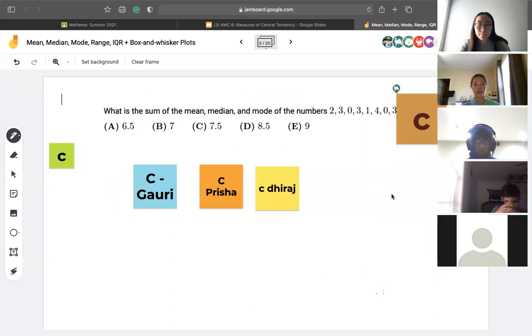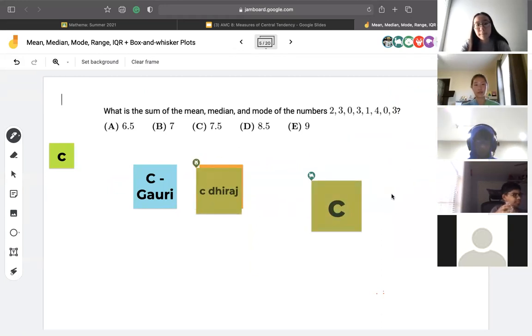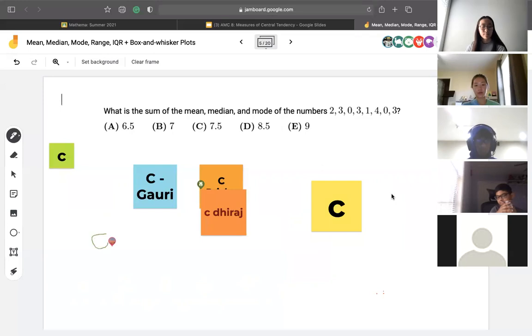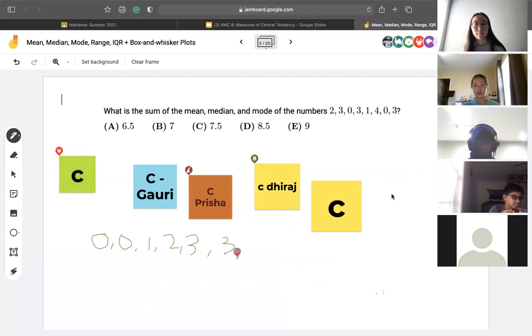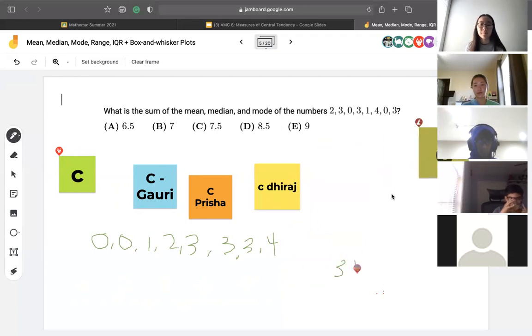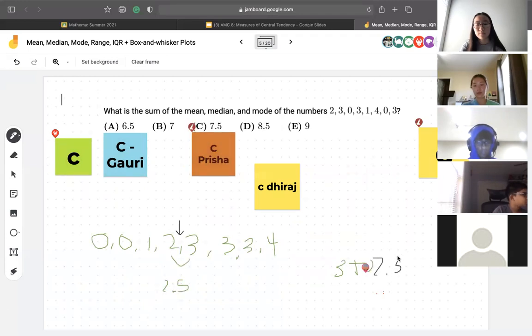So I see a few C's, and that is the correct answer. So if we just go over really quickly, if we sort these, it'd be 0, 0, 1, 1, 2, 3, 3, 3, and then 4. So our mode we can see is 3, and for our median, we have 8 numbers, so we find the average of these two middle numbers, which is 2.5.